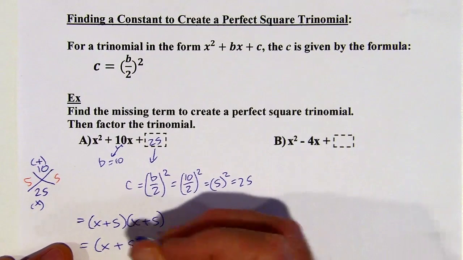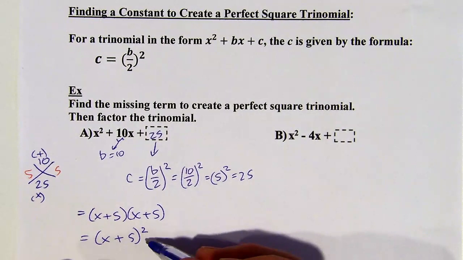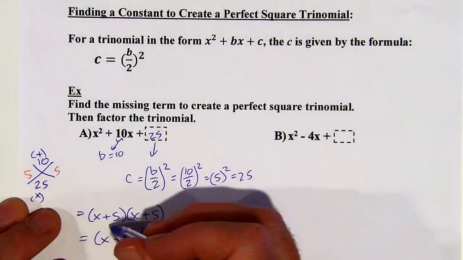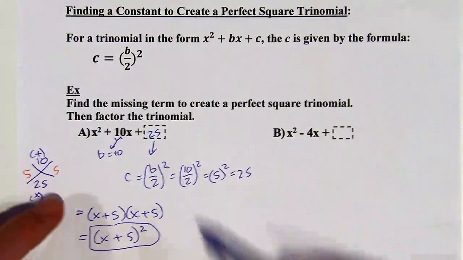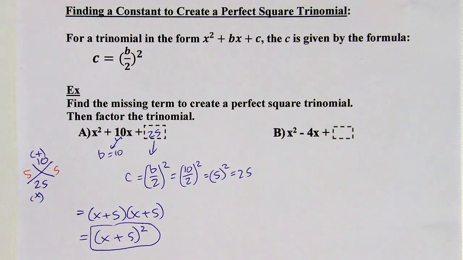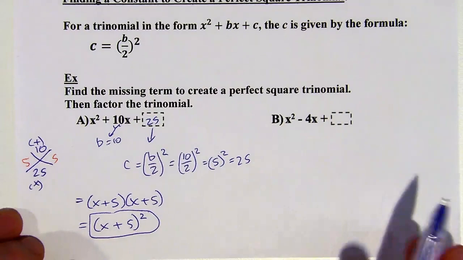You could write it like that. If we're completing the square, which is what we're working towards, we're going to want to write it as a binomial squared. So I'm going to write it like that, but this would be acceptable too. Okay. All right, let's try another here.